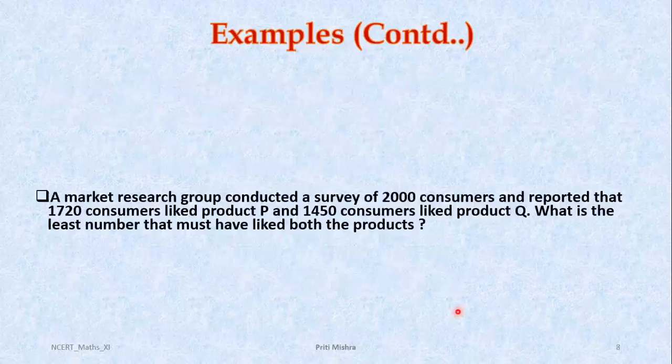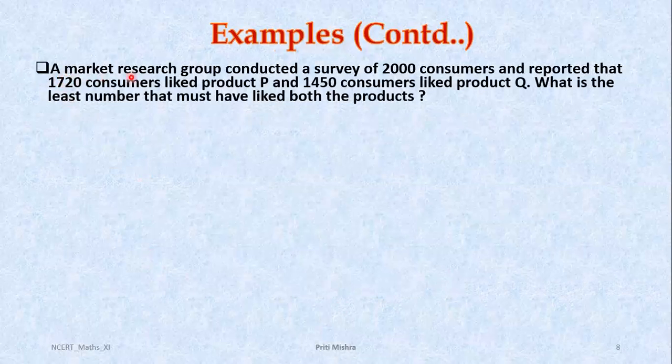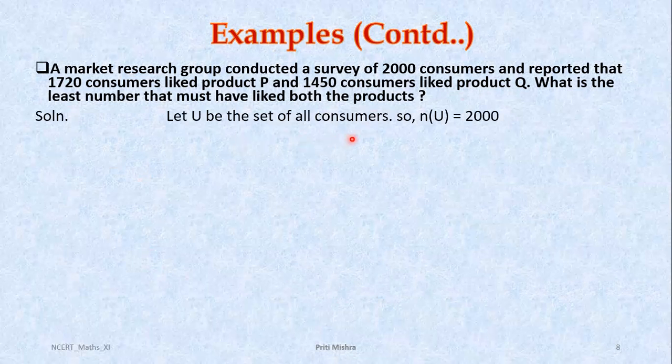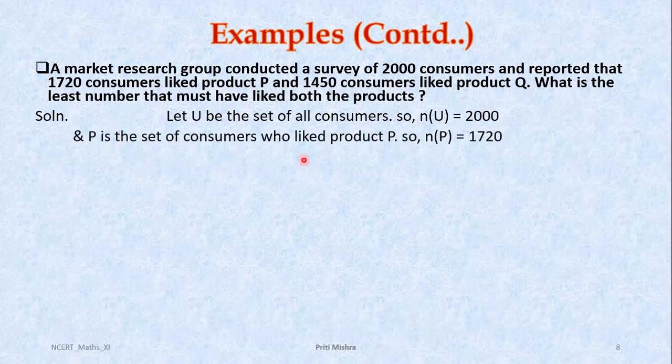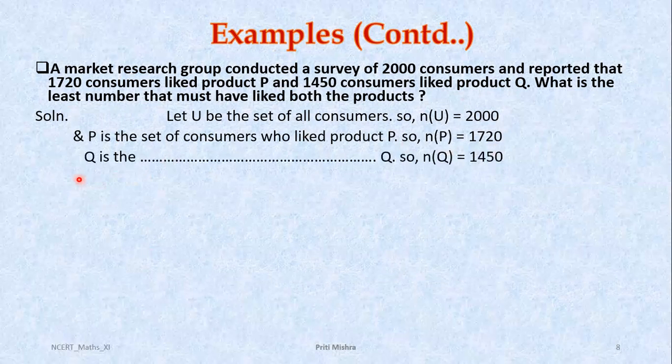Now let's have another example. Here the question is: a market research group conducted a survey of 2000 consumers and reported that 1720 consumers liked product P and 1450 consumers liked product Q. What is the least number that must have liked both the products? Let U be the set of all consumers, then N(U) will be 2000. If P is the set of consumers who liked product P, N(P) is equal to 1720. In the same way, if Q is the set of consumers who liked product Q, N(Q) will be 1450.